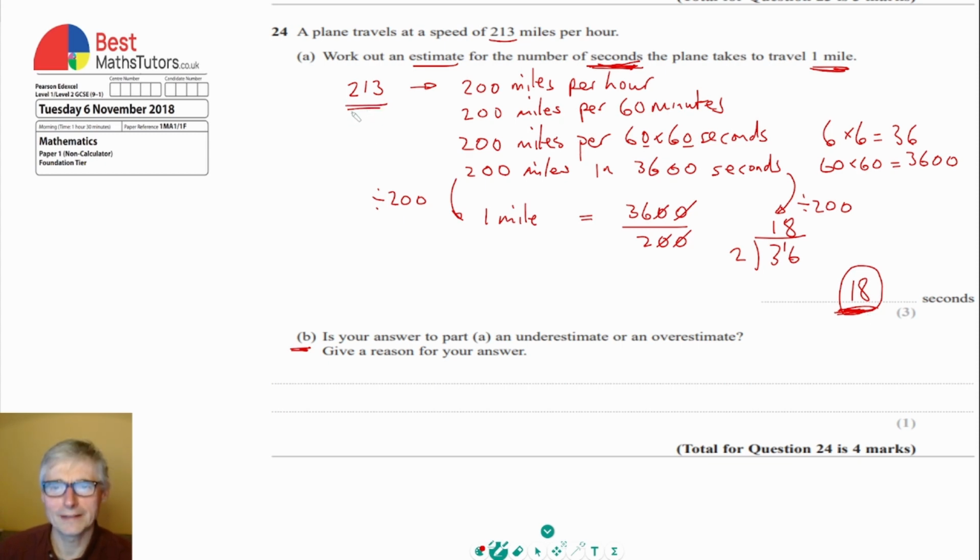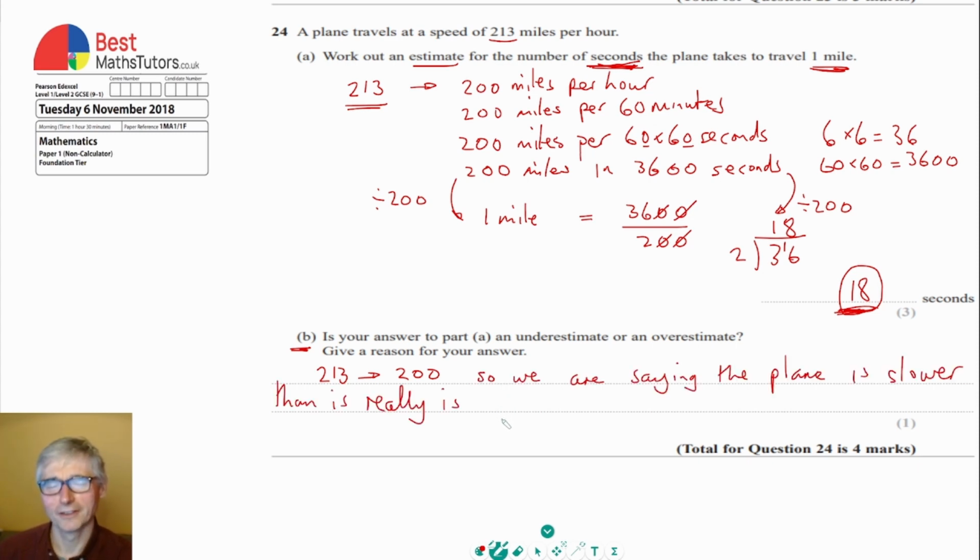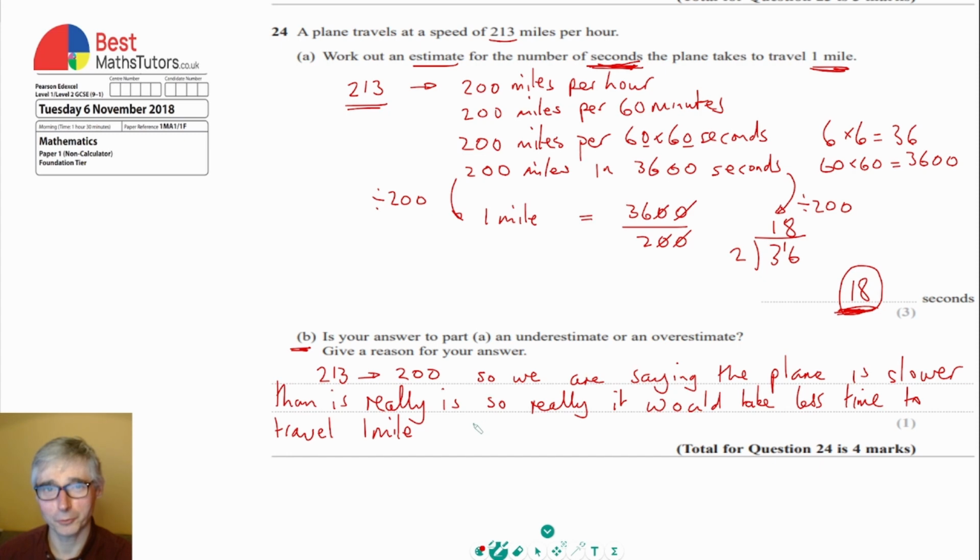So if we look at what we've done in the calculation, we've taken our 213 and changed it to 200, which means that in our calculation we've said that the plane is going slower than it really is. And what that means is that in reality it would have taken less time to travel that 1 mile. In which case, if the true figure is less than the figure that we've calculated, the 18 seconds, we've overestimated the amount of time that it would take. And that's our answer, and we've given a good reason as to why we've come up with that answer as well.